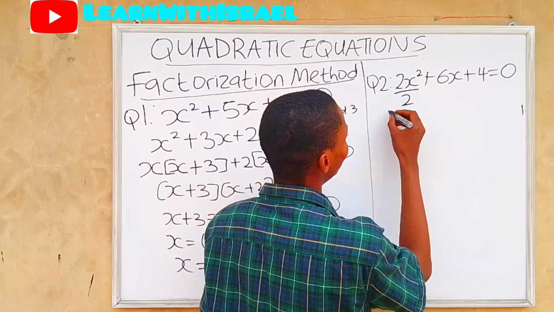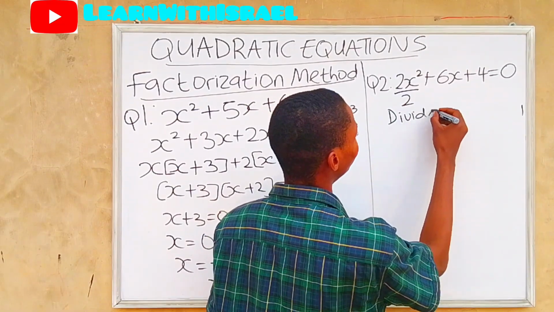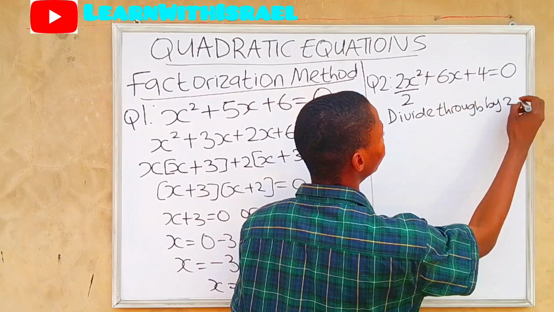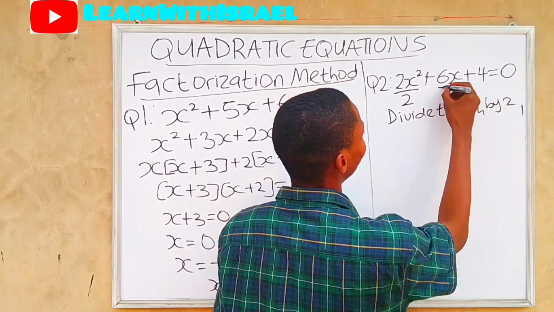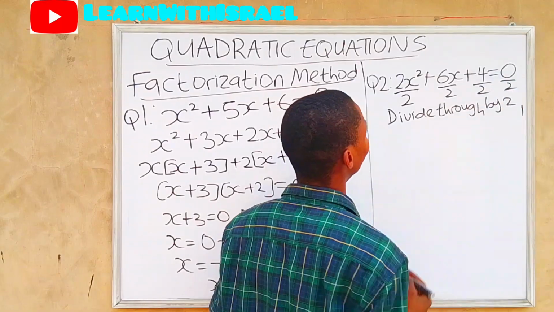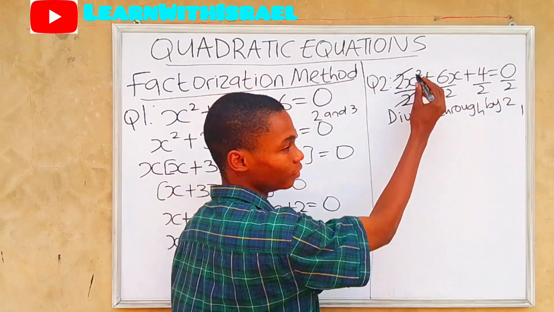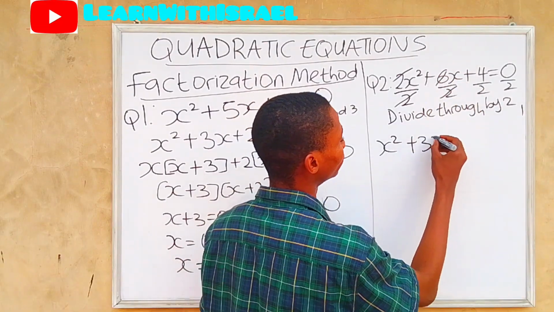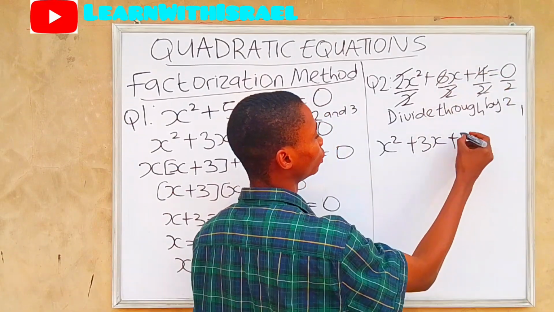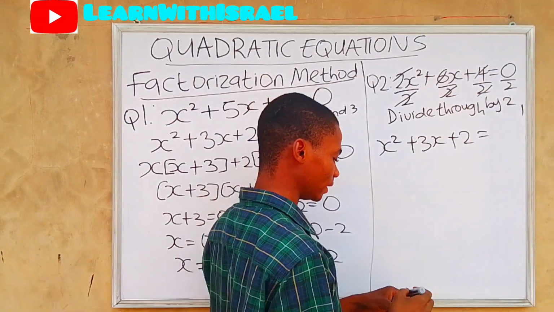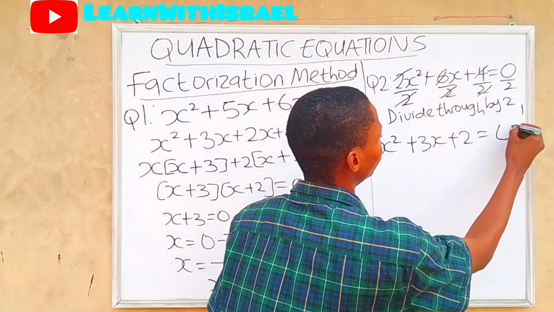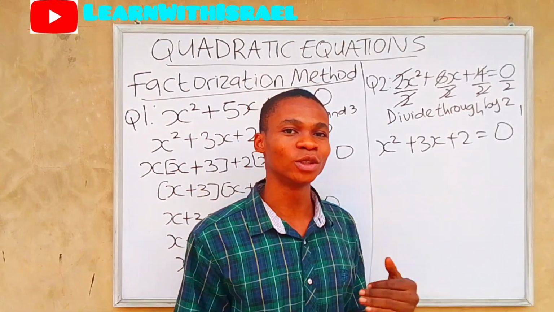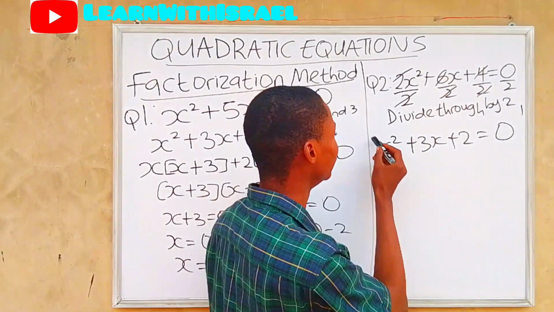So divide through by 2, divided by 2, divided by 2. 2 cancels 2. We now have x squared plus 6 divided by 2, which gives us 3x, plus 4 divided by 2, which gives us 2, equals 0 divided by 2, which gives us 0. So our x is now unity. How do we know that it's unity? Because the coefficient of x now is 1.